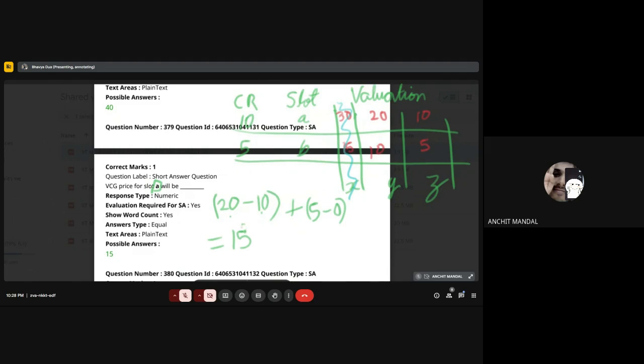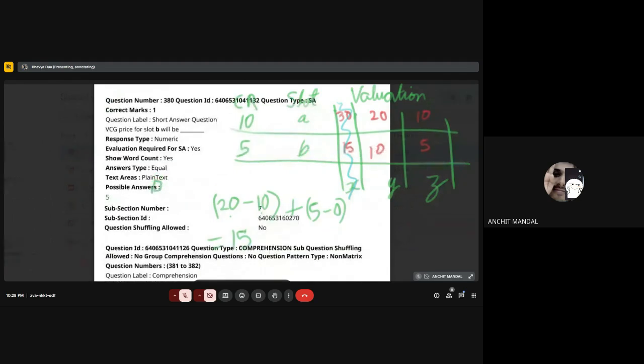Any questions on this one? Nope. Same thing we have to do for B. B is straightforward. If Y wasn't there, X anyways is not going to go because X is happy with A, and Z gets 5. Pretty much straightforward.